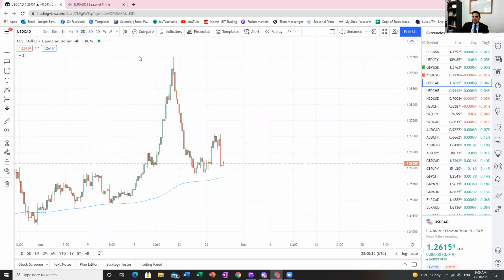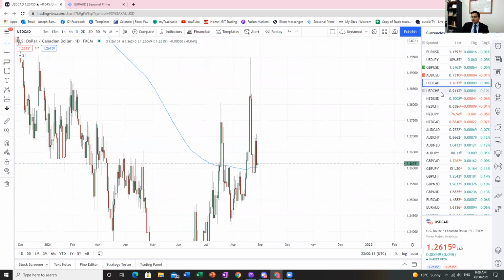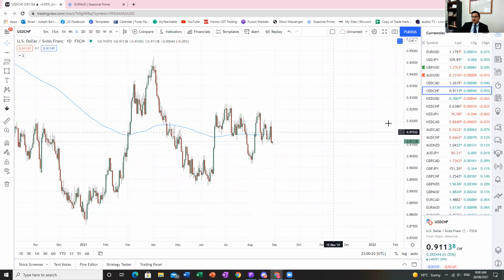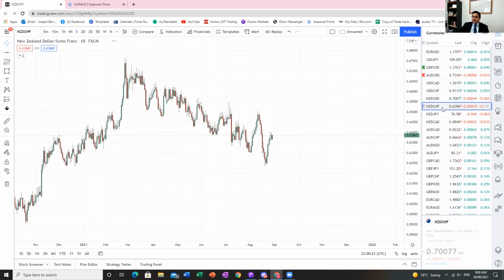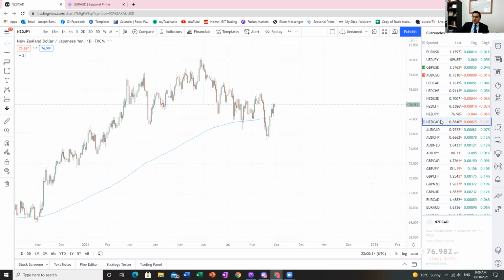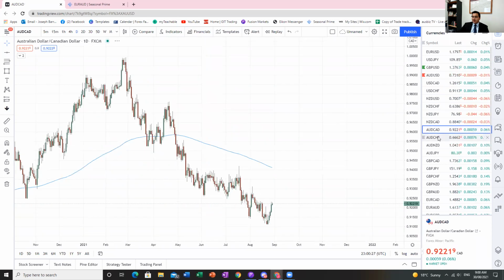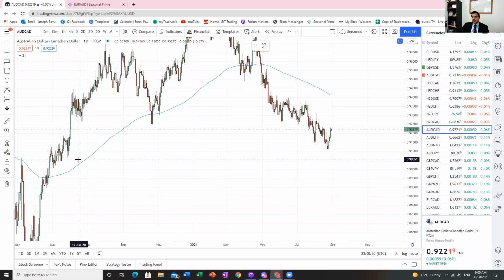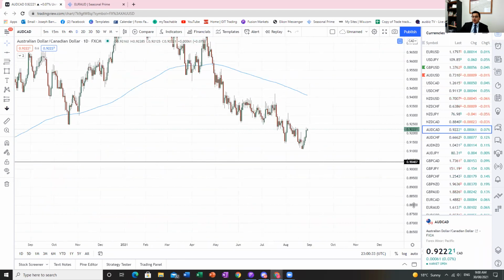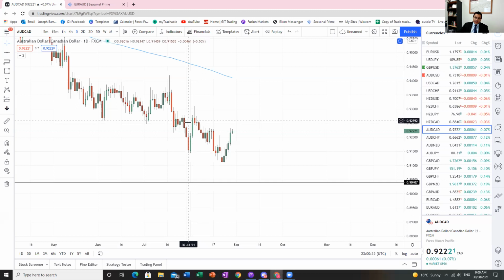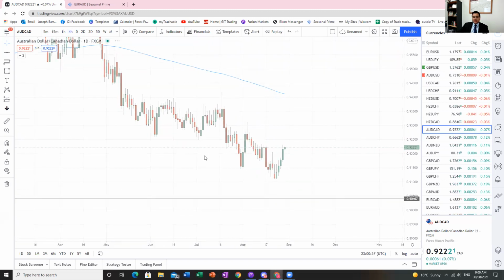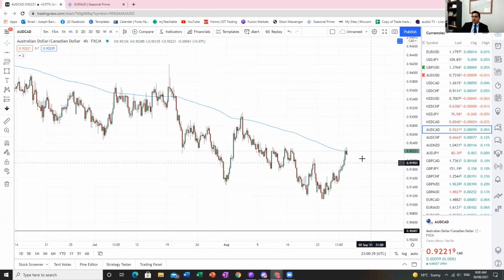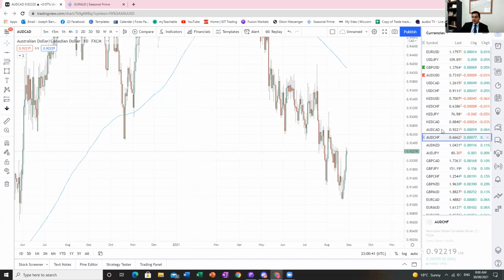Dollar CAD. Nah, nothing on Dollar CAD yet. Dollar Swiss, nope. New Zealand Dollar, nope. New Zealand Swiss, nope. New Zealand Yen, nope. New Zealand CAD, nope. Aussie CAD. Yeah, it's very choppy though. Technically we're in a downtrend, but it's very choppy. It's not very smooth. I'm honestly just going to skip it.